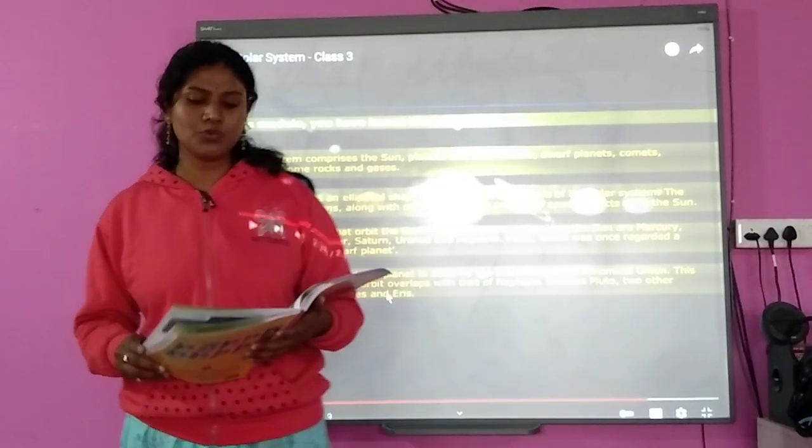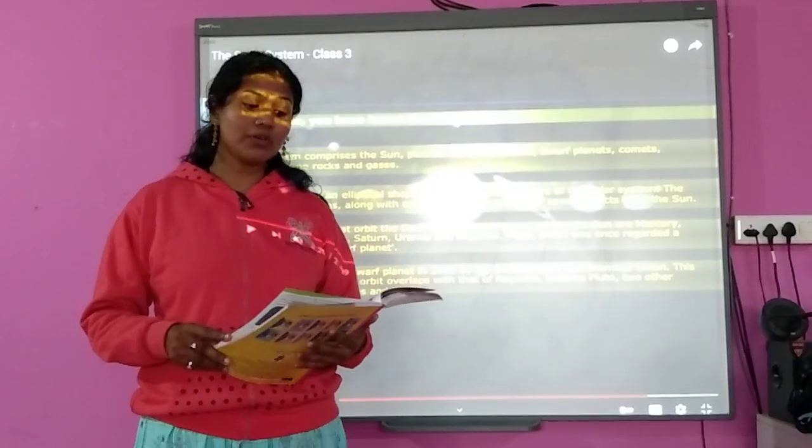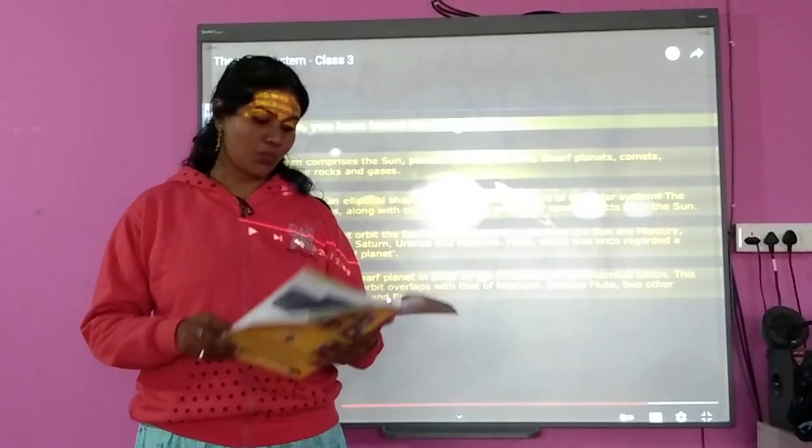The surface of the moon has many deep holes called craters. There are rocky mountains and flat areas also.